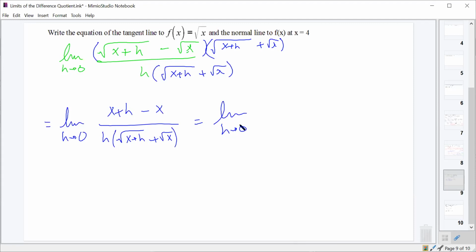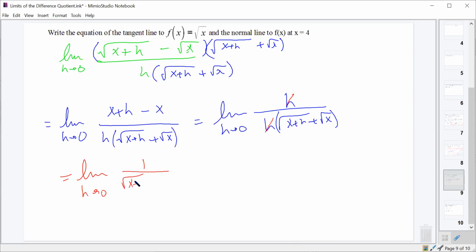The x's cancel. So we got h over h and then root x plus h plus root x. And again, our h's will cancel. And as h approaches 0, what do we get? 2 times root of x. 1 over 2 root x.